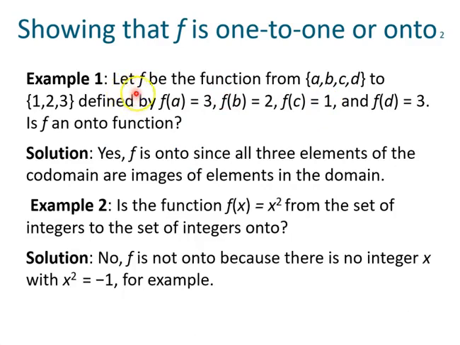In example 1, we have a function f from the set {a, b, c, d} to the set {1, 2, 3}, and it is defined explicitly. Is this function onto? The answer is yes, because each element from the codomain {1, 2, 3} is an image.